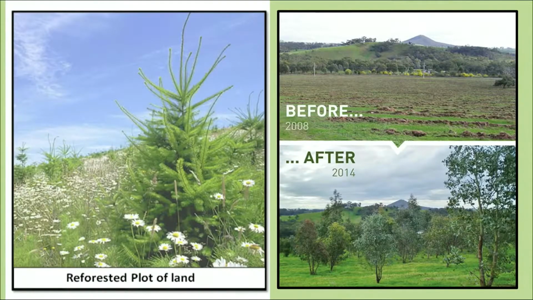The diagram on your screen shows two picture scenarios. On the left is a reforested area, and on the right there is a comparison between the same field. In 2008 it was a barren land, and after a few years after replantation you have the picture on your screen that was taken in 2014. Next is recycling of water.